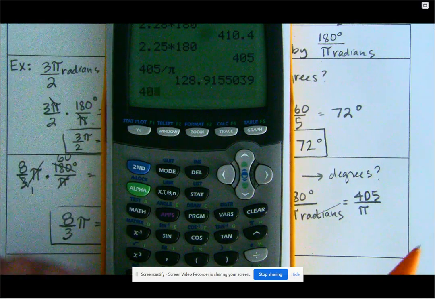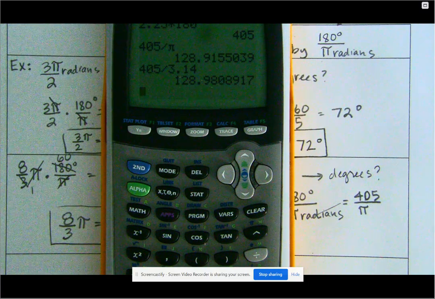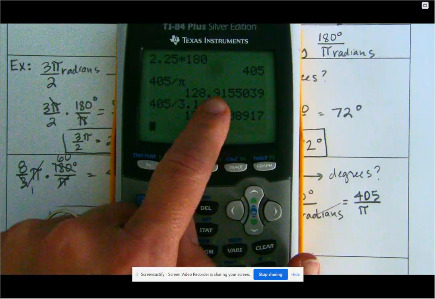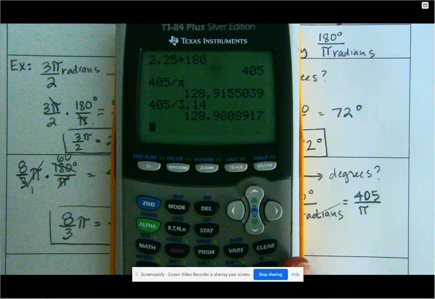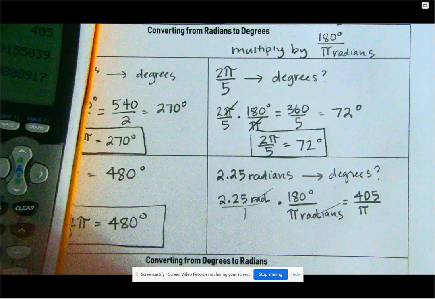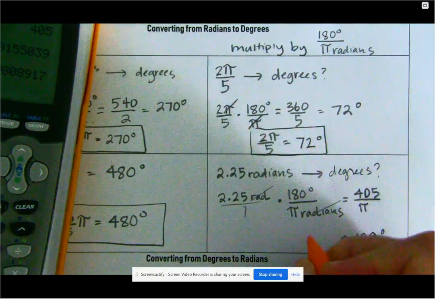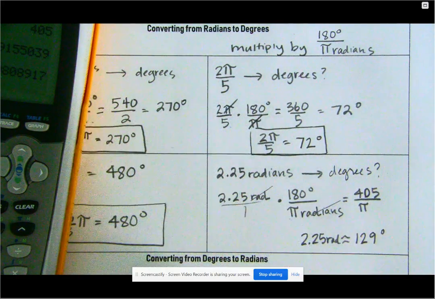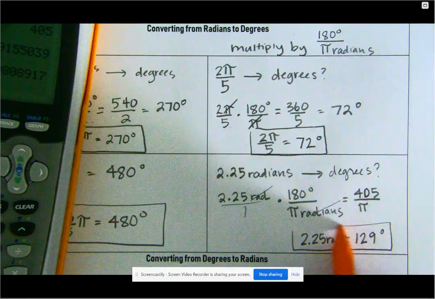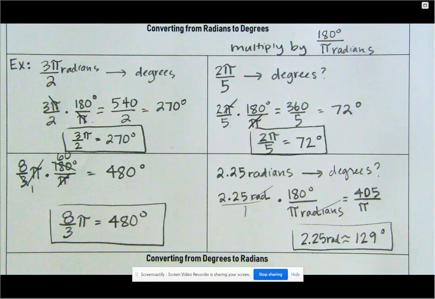or 405 divided by 3.14, 128. This is more exact, 128.9. If anybody got, it's around 129 degrees, no matter how, if you round it off to the nearest whole degree. So we'll just do that, which is about 129 degrees. So 2.25 radians is equal to 129 degrees. Okay. All right. So I'll be back with how to convert from degrees to radians in my next video.